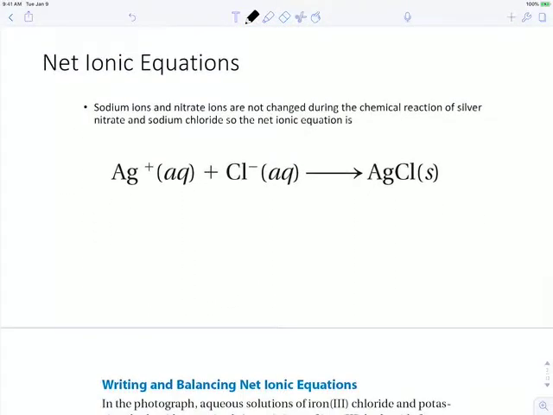So this is just showing that the only things involved in the net ionic equation are the ions that form the precipitate, and you know that it's a precipitate because it's solid.